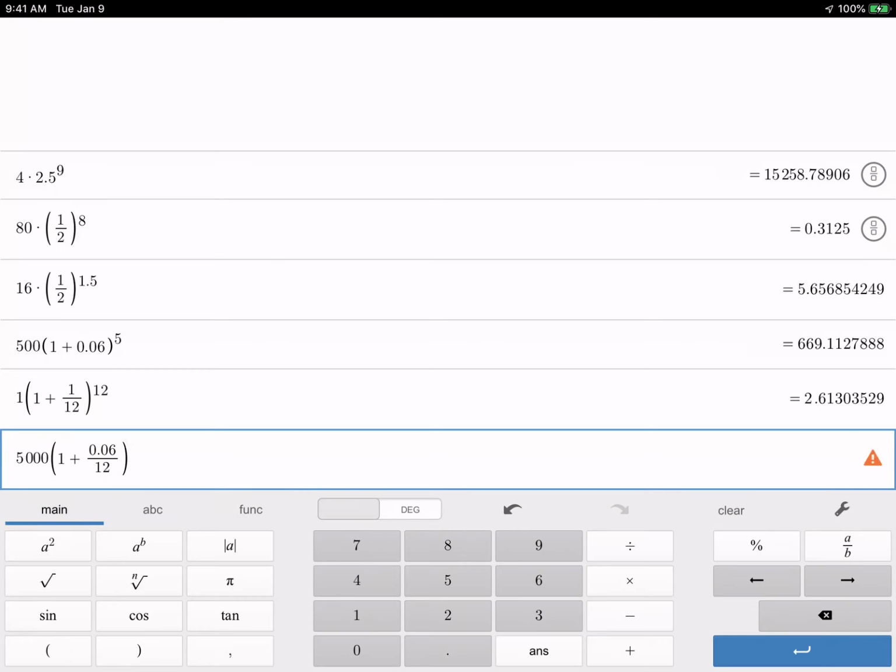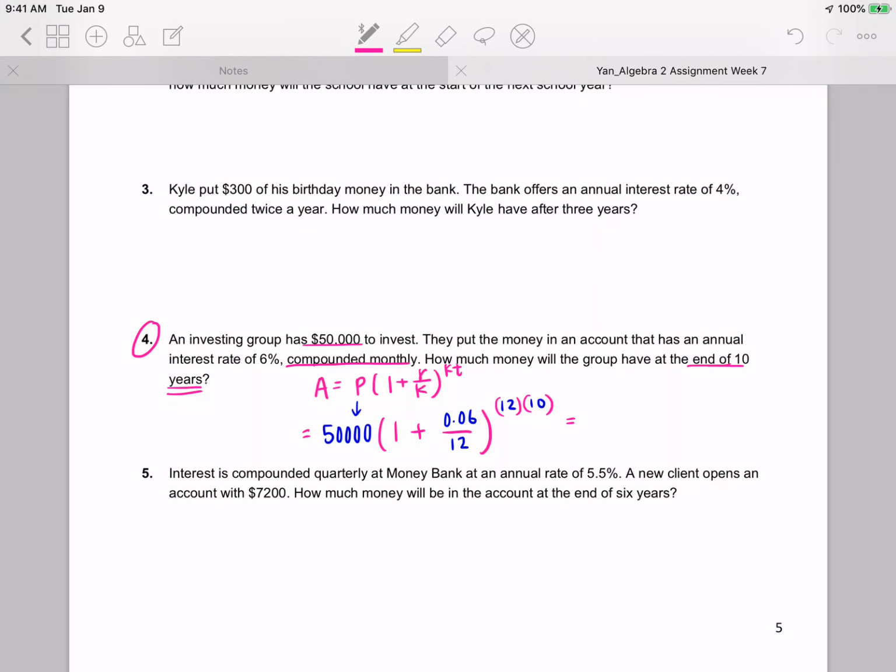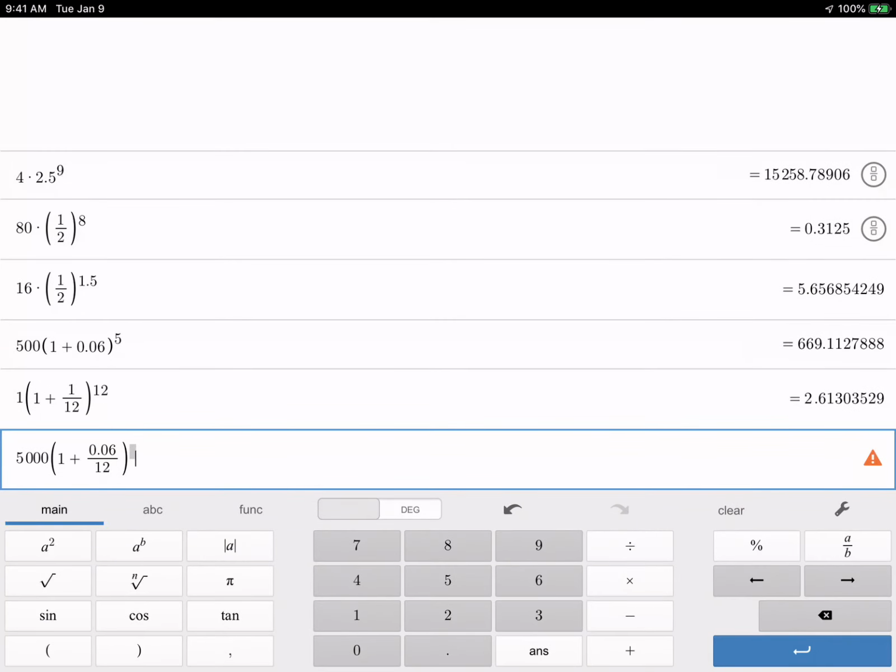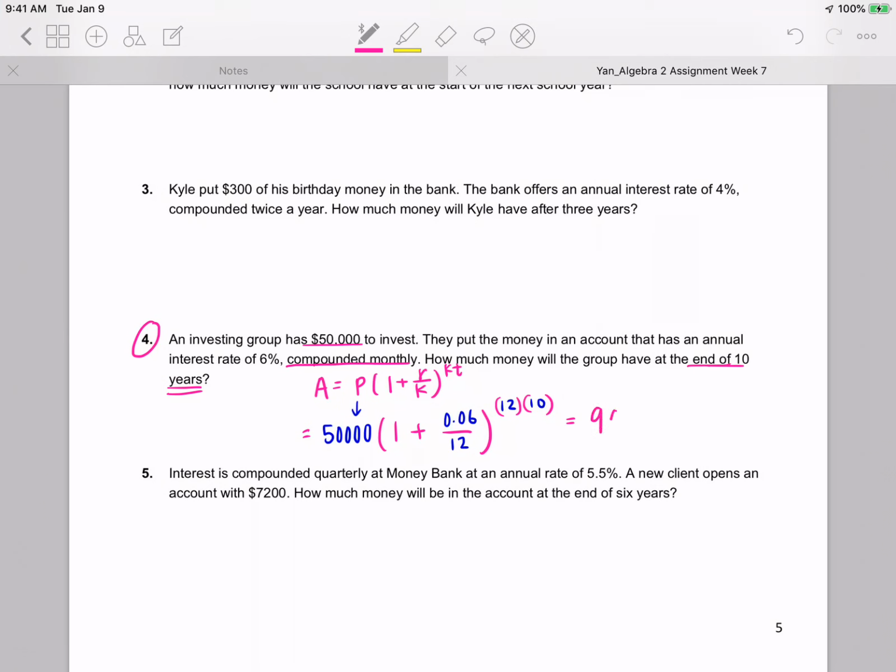to the 12 times, what was it? 12 times 10, which is 120. So the amount would be 9,096.98. This would be the amount.